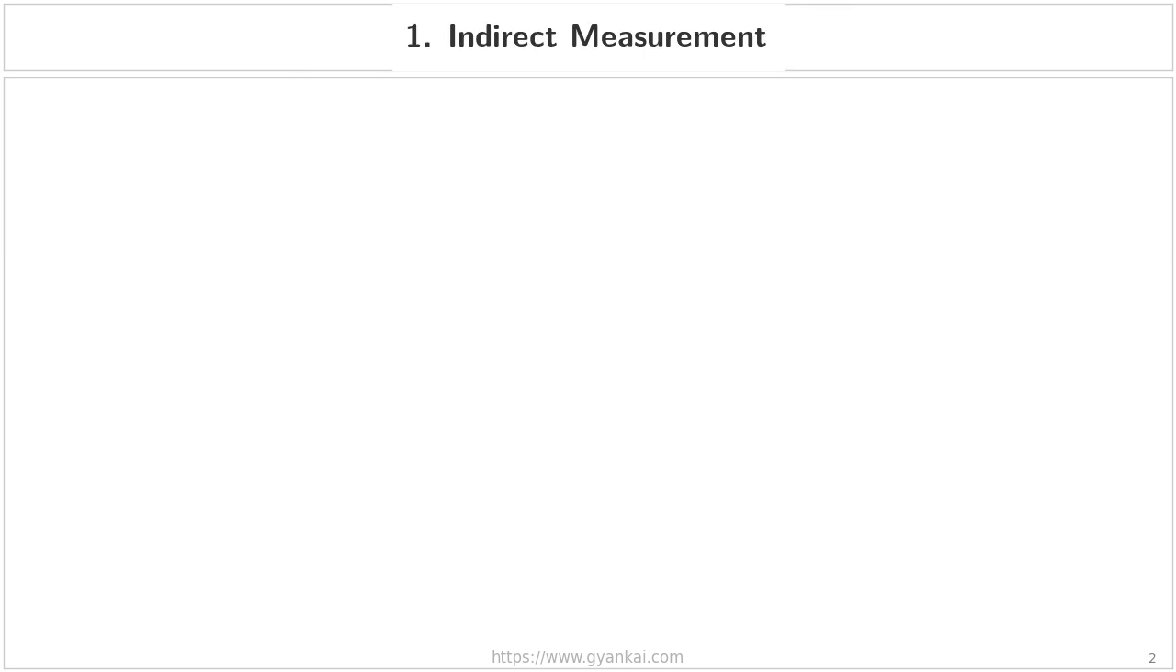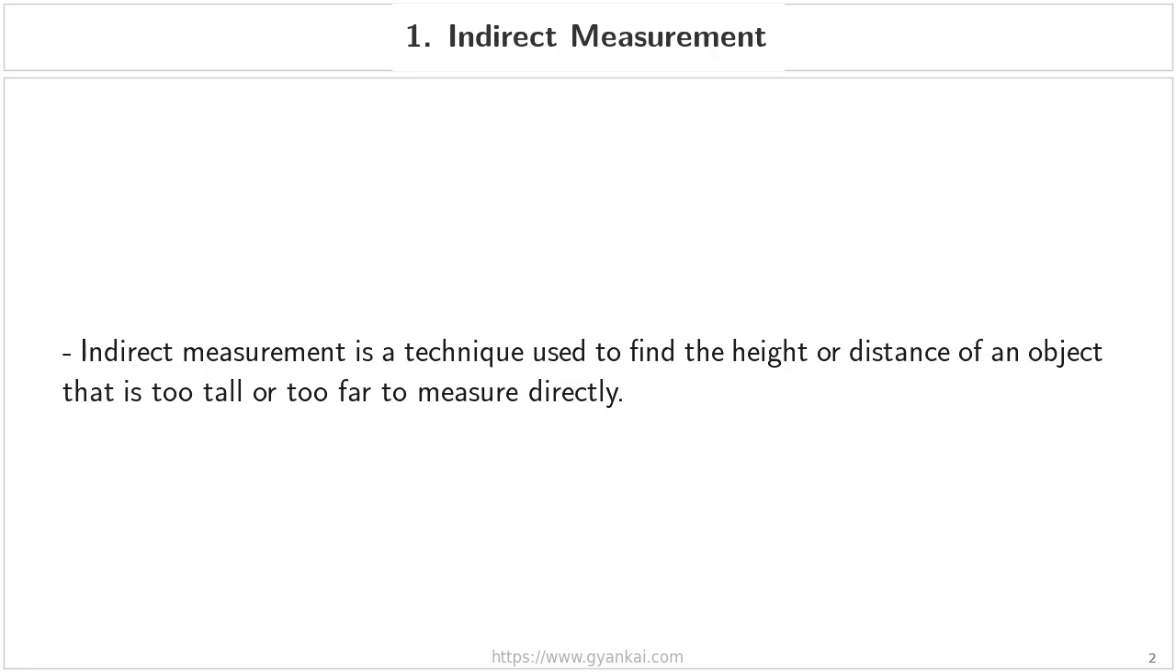1. Indirect measurement. On this slide, we introduce the concept of indirect measurement. Now, think about a time you wanted to measure something massive, like the height of a skyscraper or the distance across a wide river. You can't exactly climb to the top with a ruler or stretch a tape measure across a canyon, right? That is where indirect measurement comes in.